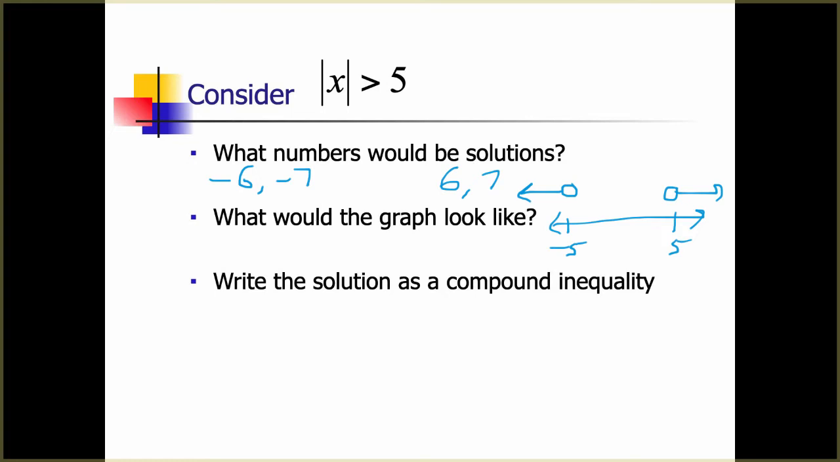And we would write the solution as x is less than -5, or x is greater than 5. So whenever we have the greater than symbol, we have a compound or. It's going to be one or the other. So whenever you have absolute values that are greater than a number, they become compound or inequalities.